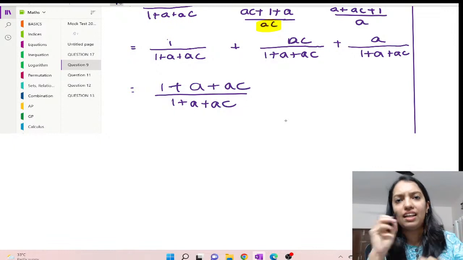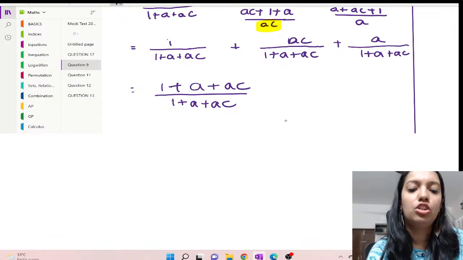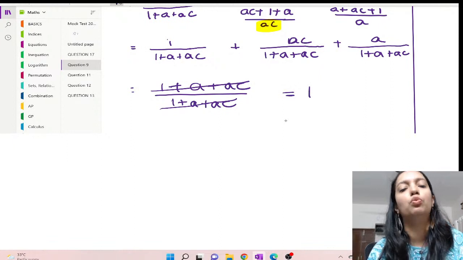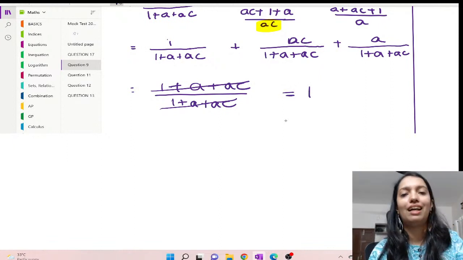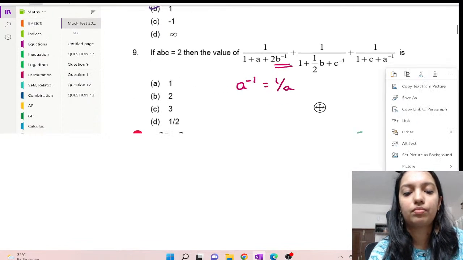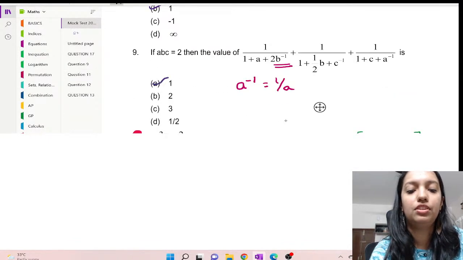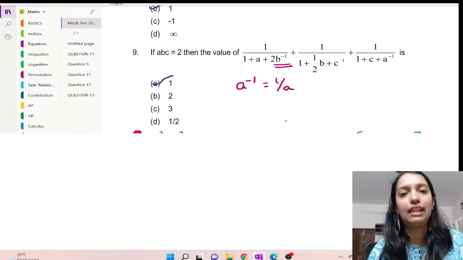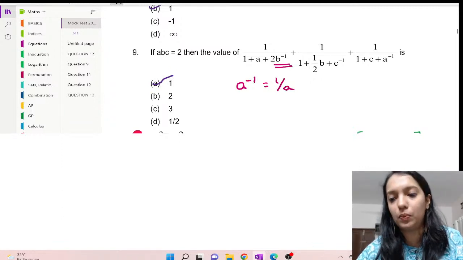Can I cancel both of them? Yes. So this and this will get cancelled. Your final answer is 1. So the solution for the 9th question, the answer is equal to 1. But this takes a little longer time as compared to previous questions.